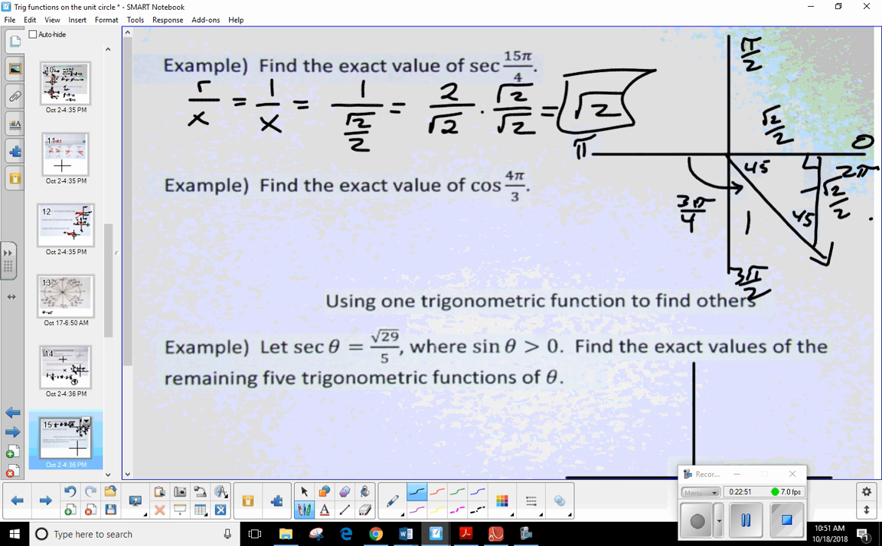Let me ask you a question. For the exact same one, what would tangent of 15 pi over 4 be? Remember, what does tangent want? He wants y over x. So this divided by that would just be negative 1. Is everybody starting to get this? Is anybody confused? Okay. All right, good.